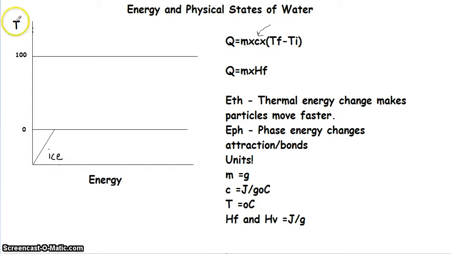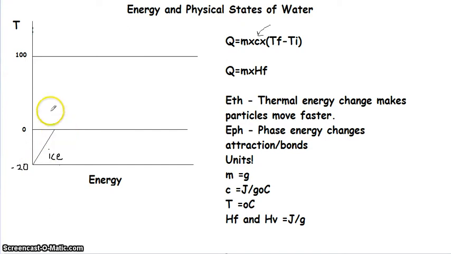Now, this is temperature on the y-axis and energy on the x-axis, and say if you're about negative 20 degrees, you're going to be in the ice stage, and any energy that you input into the ice will raise its temperature. Now at that stage, any energy that goes in, we're going to say that it's thermal energy, and thermal energy change makes the particles move faster. And we all know that temperature is the measure of the average kinetic energy of the particles. So energy that goes in just makes them go faster.